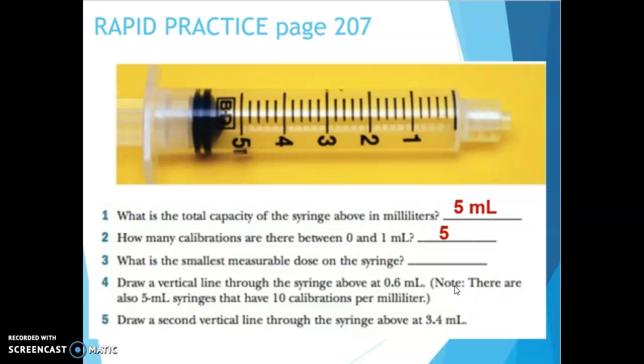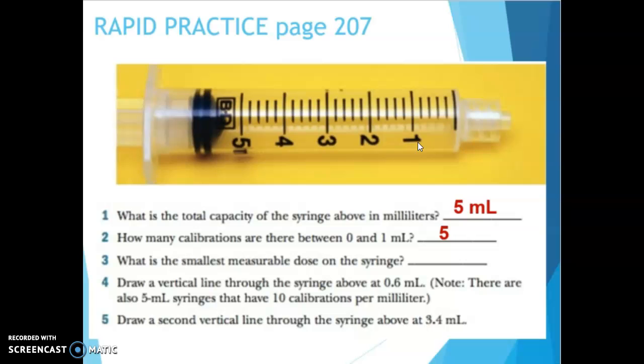5 calibration markings. What is the smallest measurable dose on the syringe? So they're saying from 0 to that first teeny tiny little line. How much is it worth? Well, there's only 5 markings between 0 and 1. So, I talked to you about you could just guess and count it up. Okay, count each little tick mark, but you could also think about taking this first big calibration of 1 and dividing it by the 5 little lines.